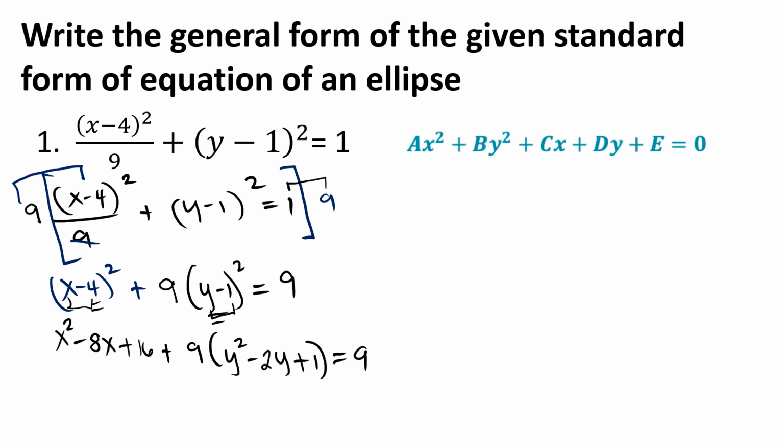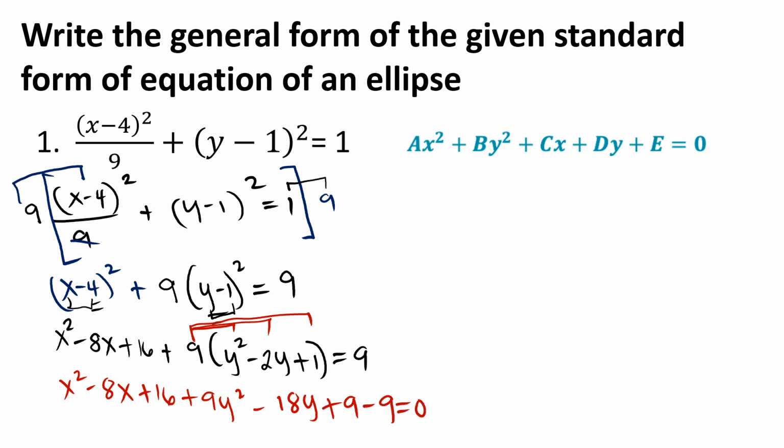So this time, we are going to rewrite the x² - 8x + 16. This time, we will now distribute the 9. So we have 9y² minus 9 times negative 2y is negative 18y. And then the 1 times 9 will be 9. And that 9 on the right will be now transposed because our general form is being equated to 0.